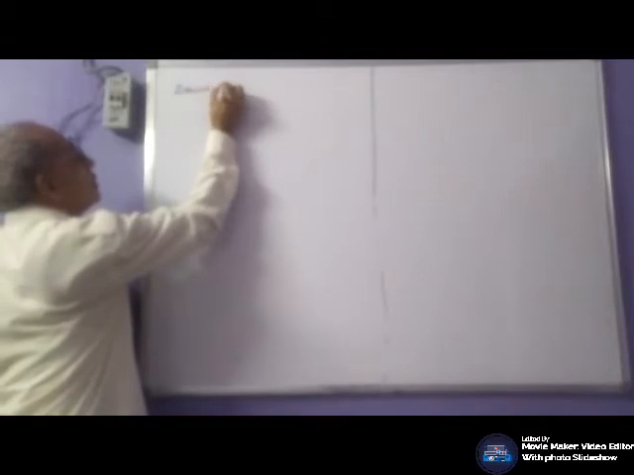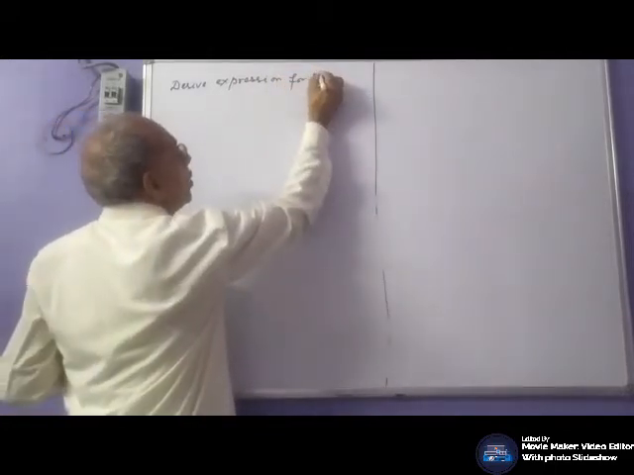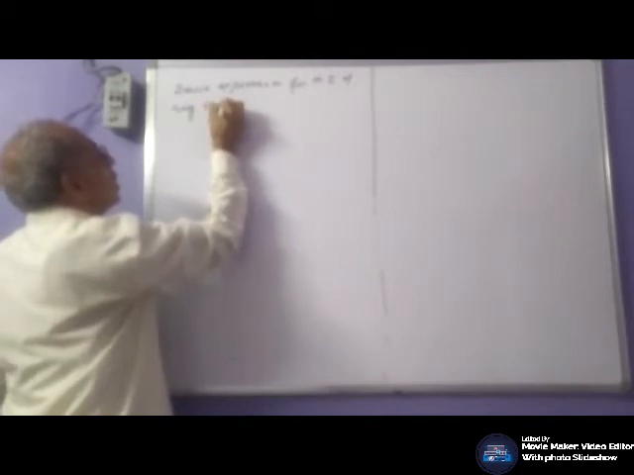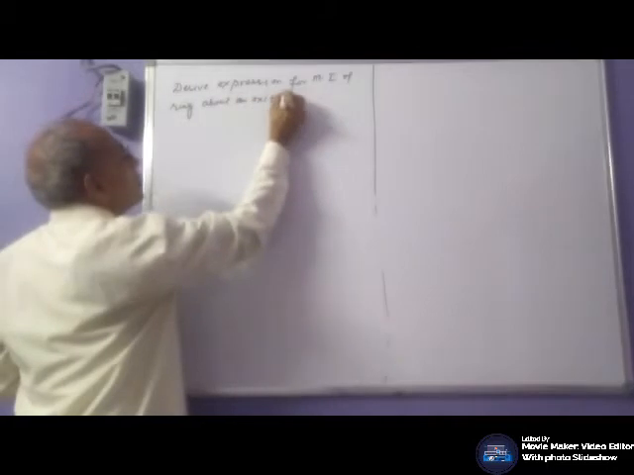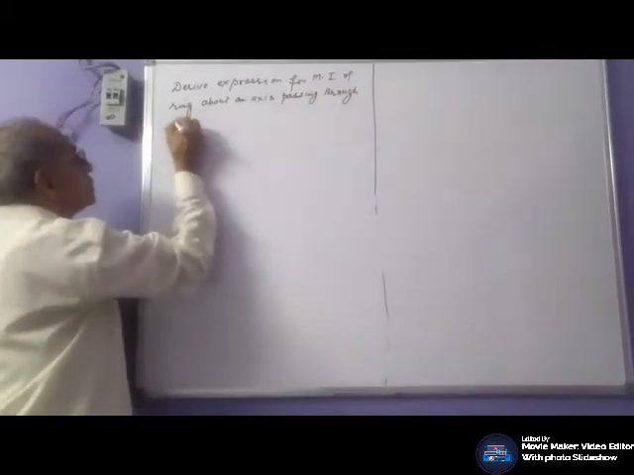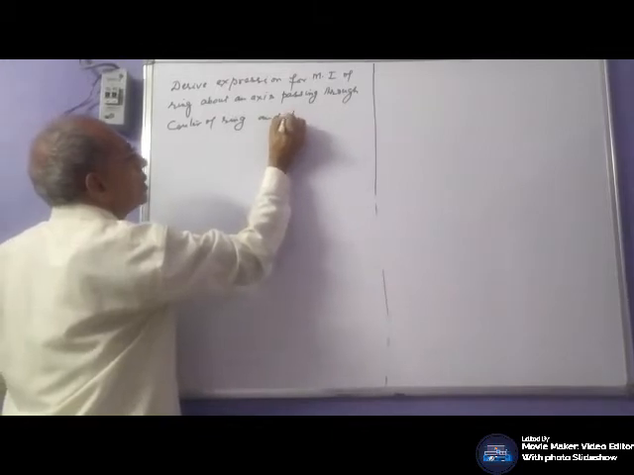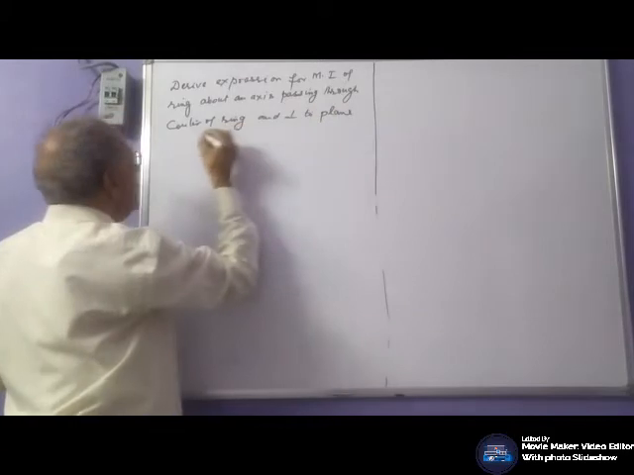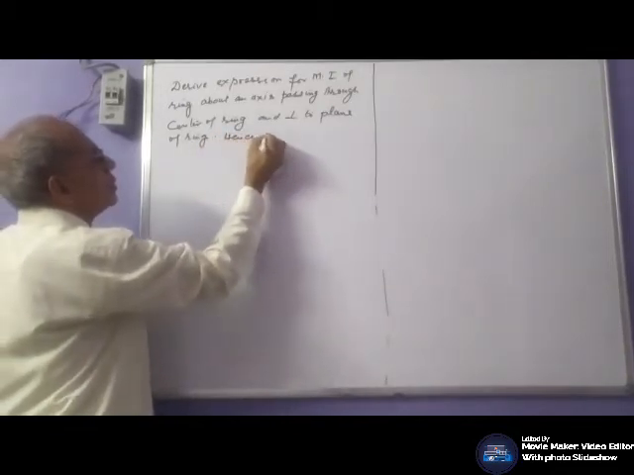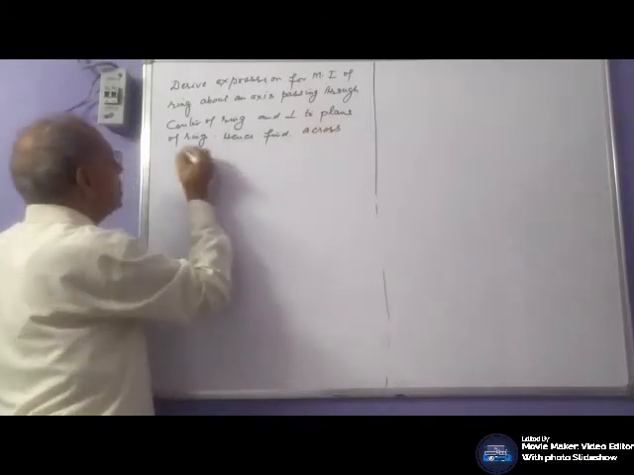Derive an expression for the moment of inertia of a ring about an axis passing through the center of the ring and perpendicular to the plane of the ring. Hence, find it across a diameter.